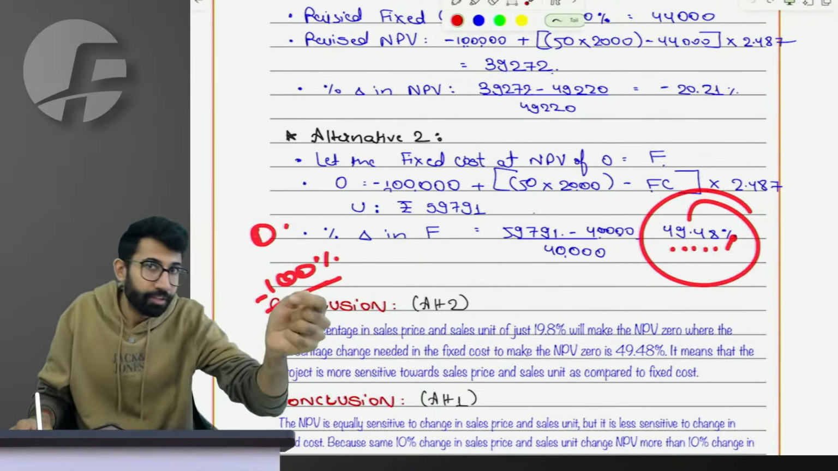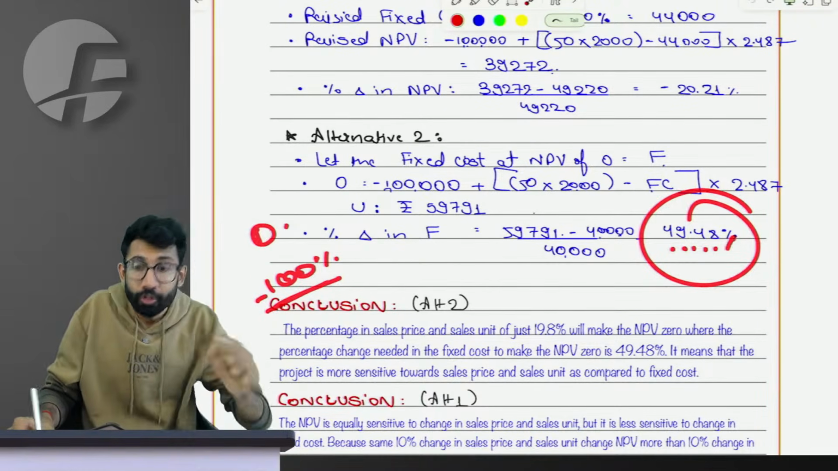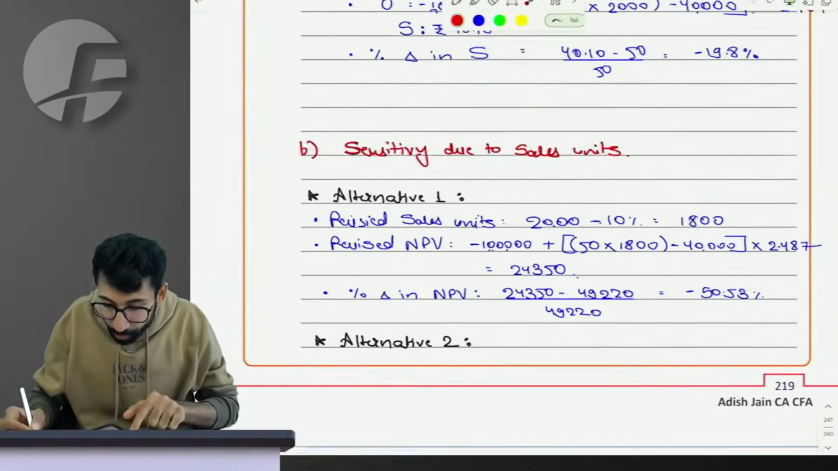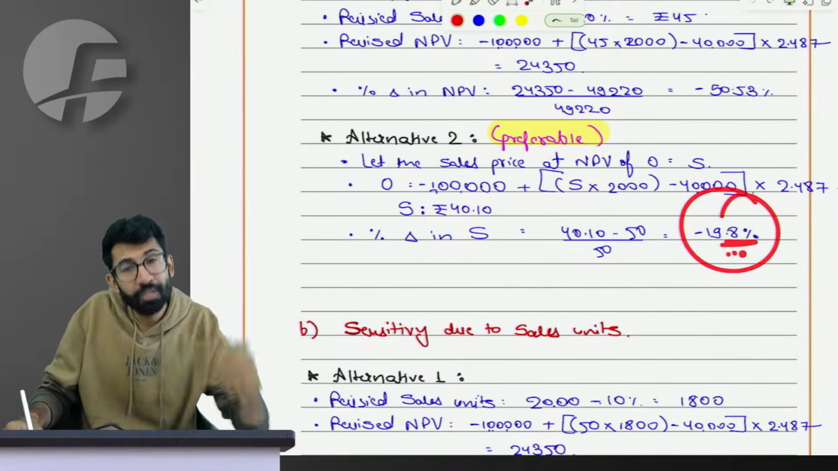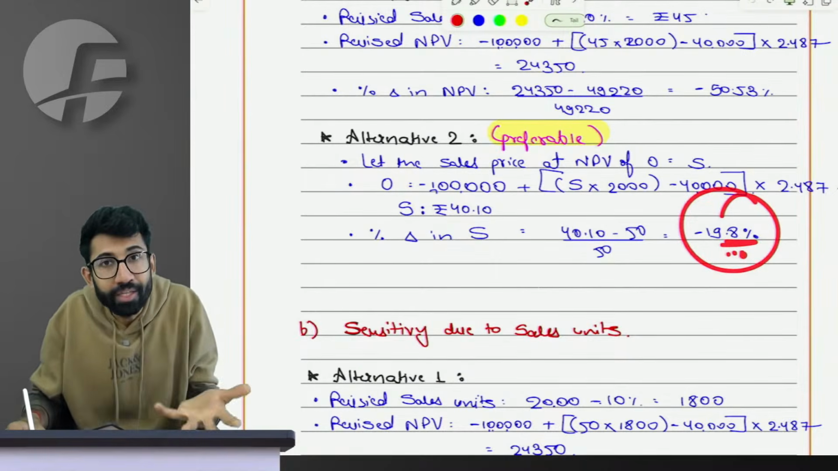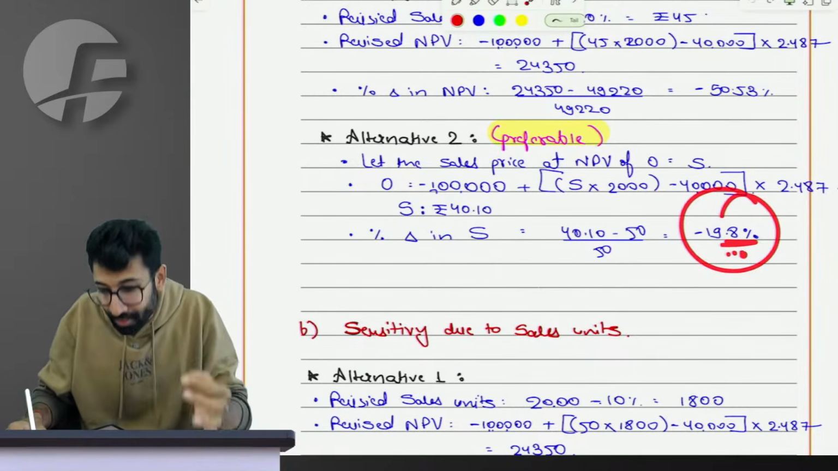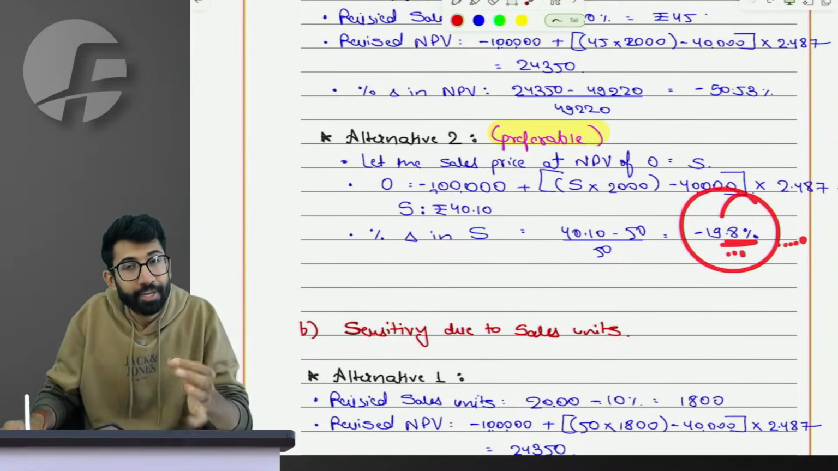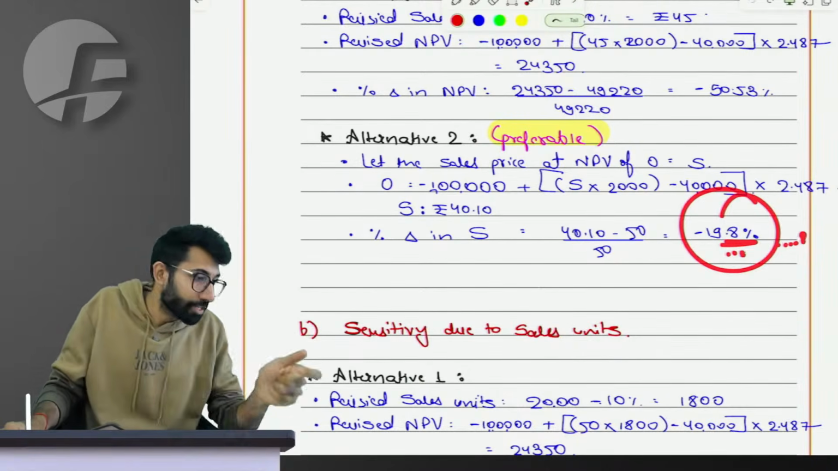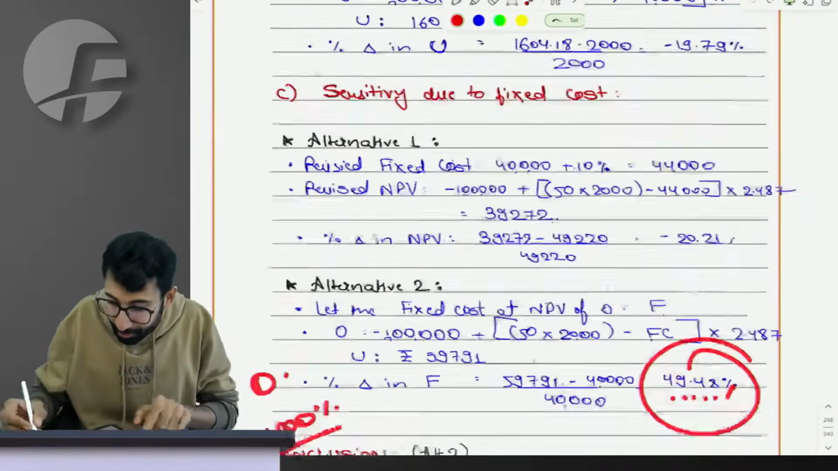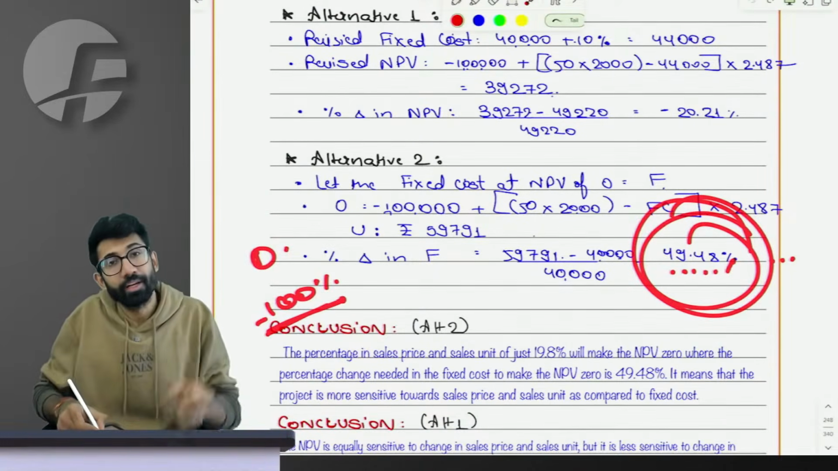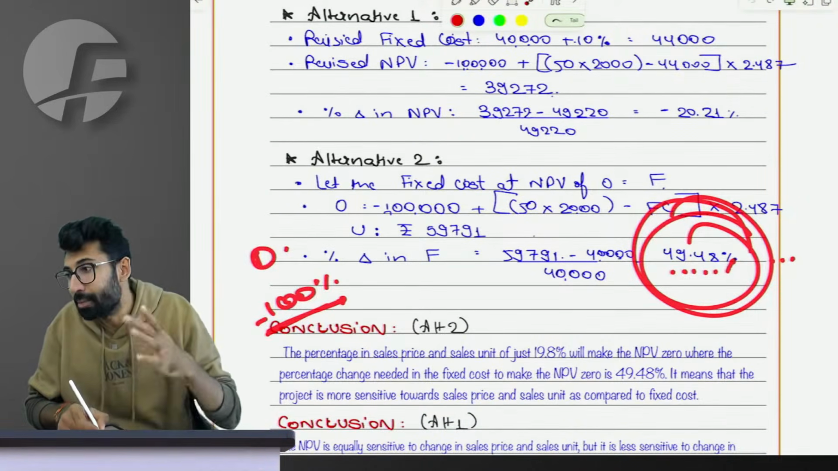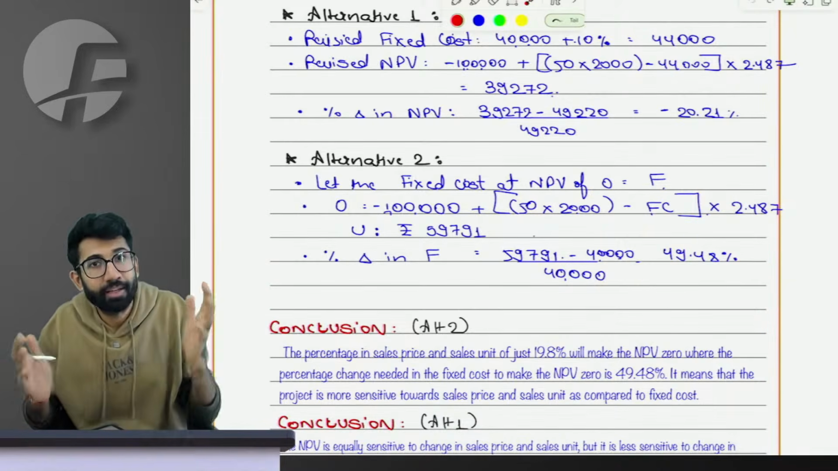Think otherwise. A 49.48% increase in the fixed cost will make NPV 0, whereas only and only a 19.8% change in the sales price will make my NPV 0. Can you feel that my project is more sensitive to change in sales price, because a smaller change in sales price making the NPV 0, whereas a bigger change in the fixed cost is making NPV 0. Conclusion ultimately will remain the same. The way to present and calculate it is different.